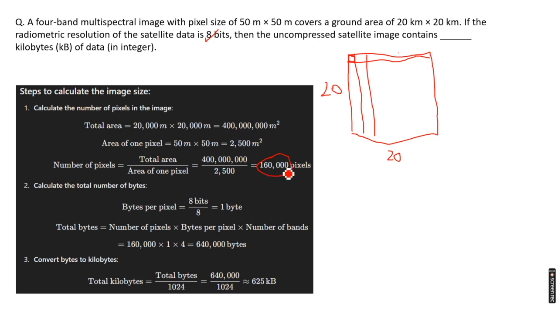Like in the first question we did, and it is for 4 bands, so we will multiply it with 4. So this 1 corresponds to 8 bits equivalent to 1 byte, and this 4 is because of 4 bands. So we will get the total number of bytes.